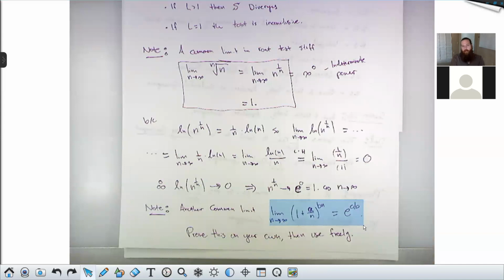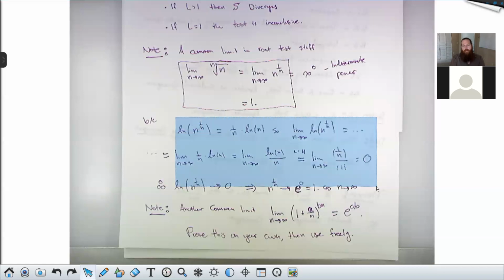Don't take the time to do the L'Hopital rule, natural log, all that, because you'll run out of time. There's nowhere near enough time to do this every time it comes up. So you should prove it once, like today, and that way you'll remember it. And then when it comes to the test, you can just use it every time something like that shows up.